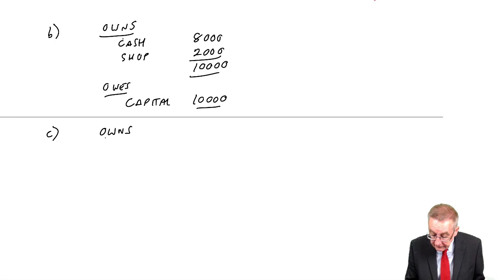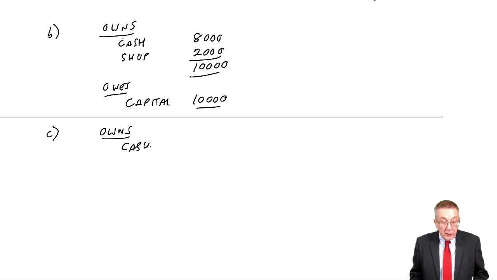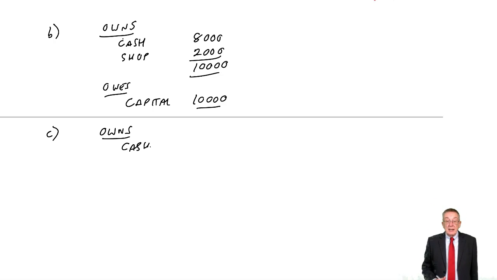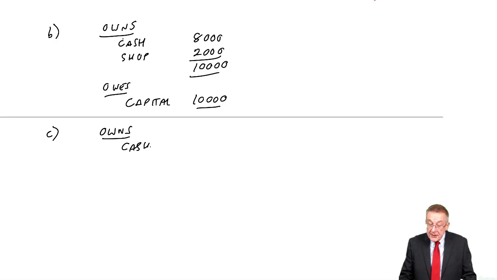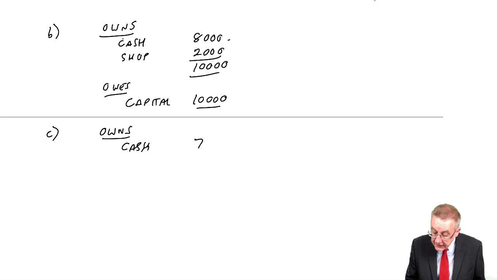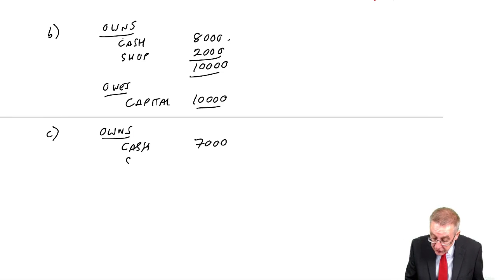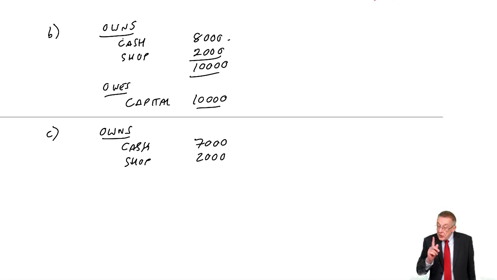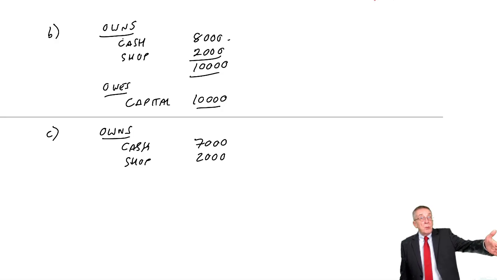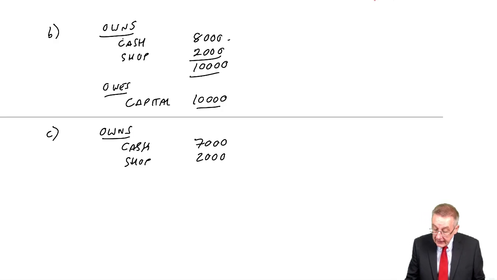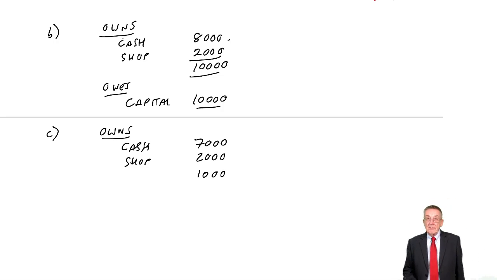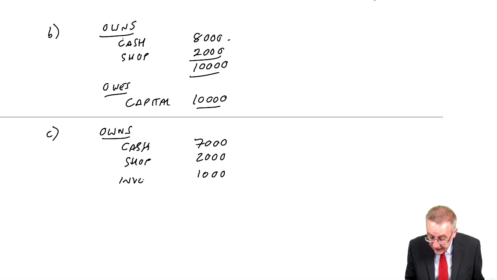So, what do we own? Well, the first effect, of course, is we've now spent 1,000 buying these goods. And so one effect is that the cash has fallen. It was 8, it's now fallen to 7. We've still got the shop, 2,000. But a new asset has appeared, in that although on the one hand the cash has fallen, we've now got these goods that we've paid 1,000 for. Well, another bit of terminology. We call this inventory.